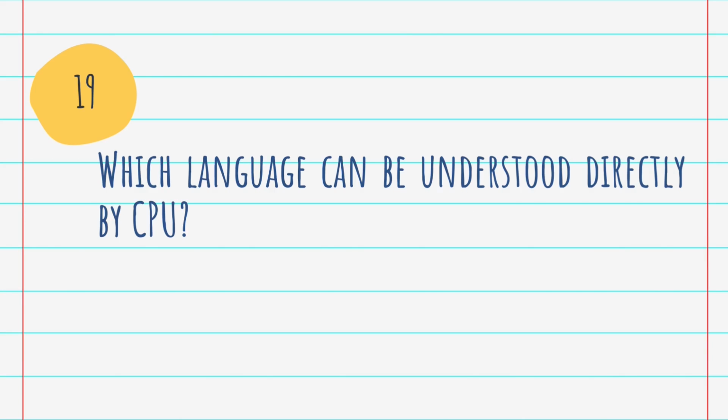Question number 19. Which language can be understood directly by CPU? Answer is machine language. Machine language is the language understood by a computer. It is very difficult to understand, but it is the only thing that the computer can work with.